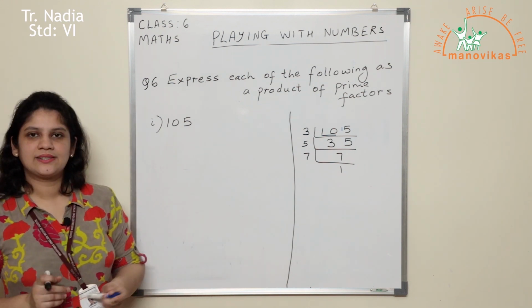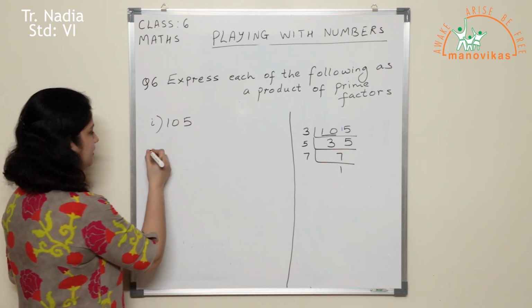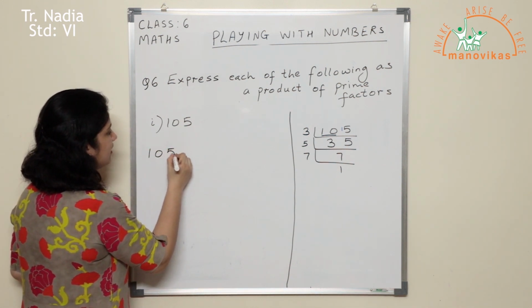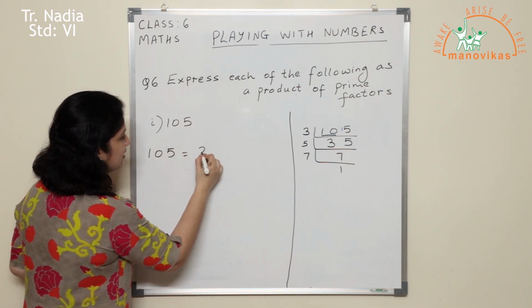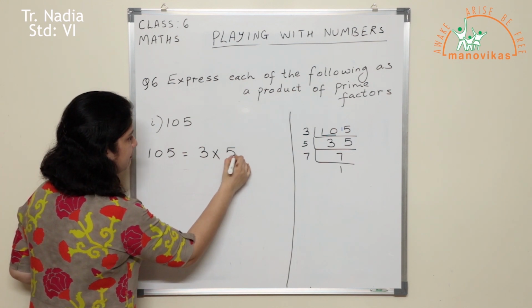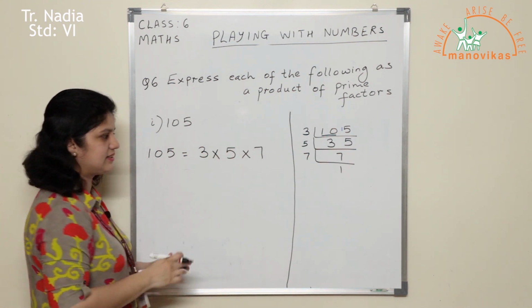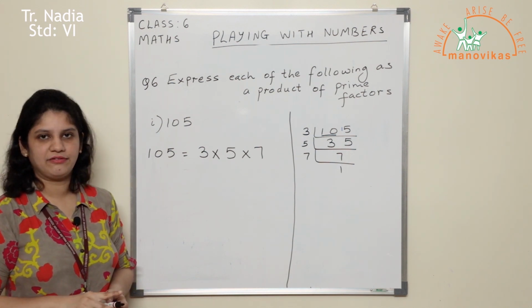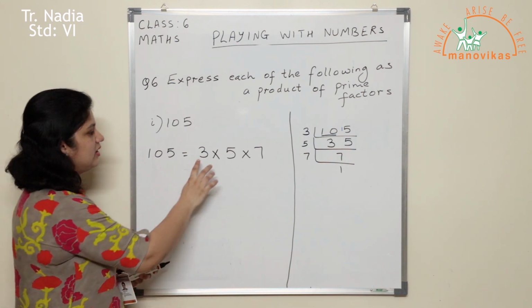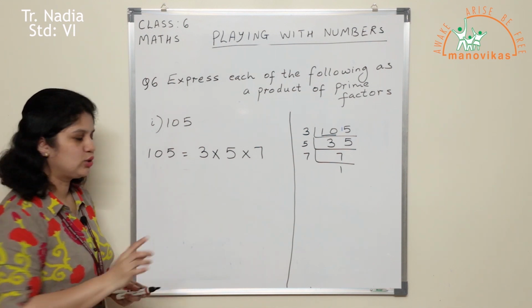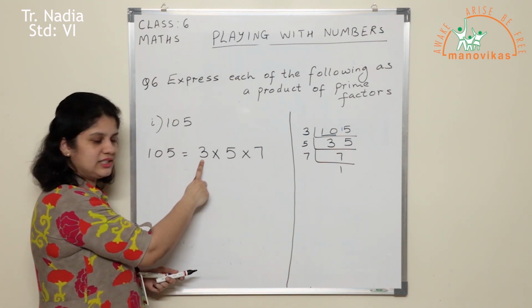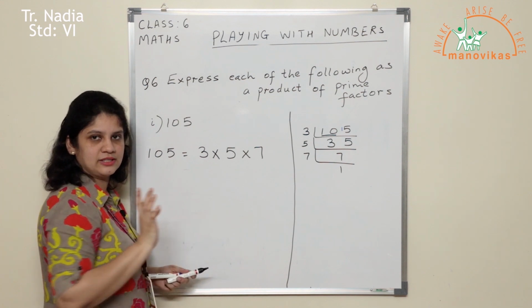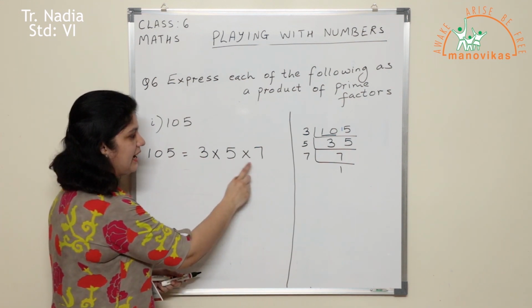Now I have to express this number as a product of prime factors. So I will write it as 105 is equal to 3 multiply by 5 multiply by 7. So this is how I express it as a product of prime factors. Now remember one thing here, when you are writing this step, make sure the smallest number comes first, followed by the bigger numbers. Go in order. So it should be 3, 5, 7.